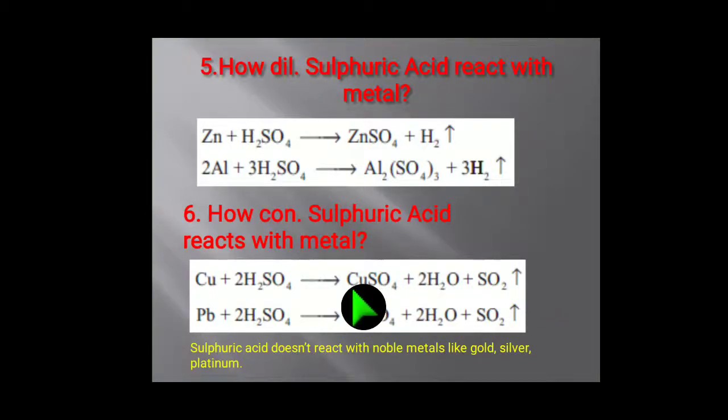Here, to balance this equation, how many sulfurs are present? 1, 2. That's why you should write 2. Hydrogen 2 into 2, 4. So 2 H2O. 2 into 2, 4. Oxygen here 8. 2 into 4, 8. 4 plus 2, 6 plus 2, 8.